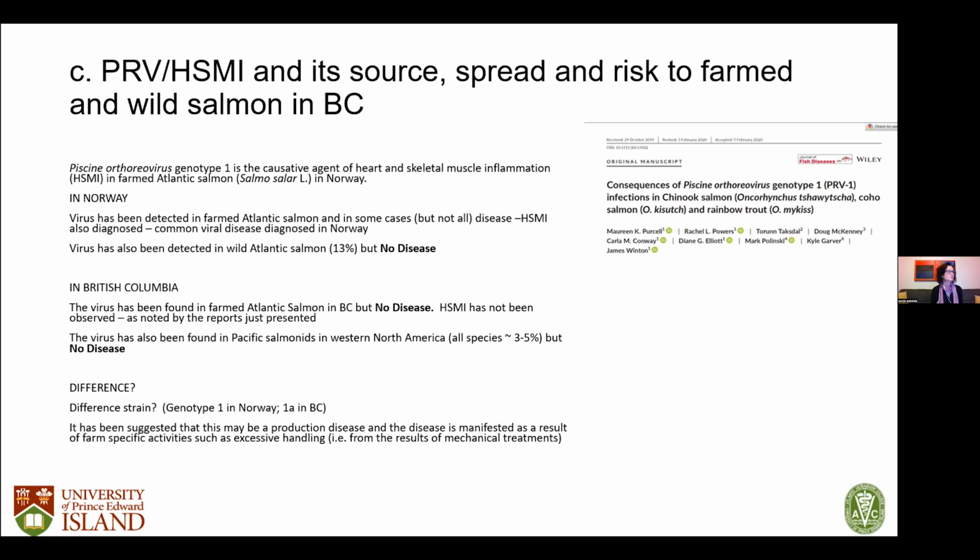When you look at the wild fish, the wild Atlantic salmon, quite a large percentage of them have also been detected with this virus, this PRV, but they have no disease. So disease in the farmed with the virus, but no disease in the wild with the virus. So the British Columbia situation is that this virus also has been found on farm fish, but no disease. HSMI is being described as causing morbidity, sort of slow swimming, elevated mortalities. It has quite distinctive lesions or clinical presentation. The fish are slow swimming. They may have fluid in their belly. So there are distinct clinical signs and presentation, as well as overall mortality and morbidity profiles with the disease, and it's not seen in BC.